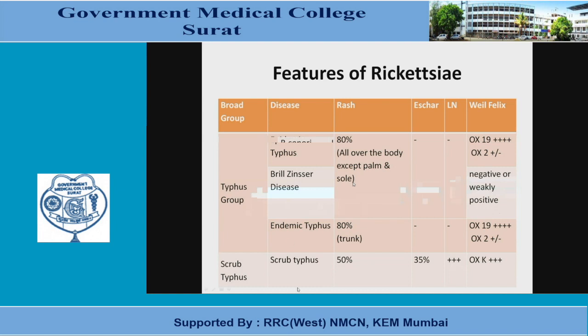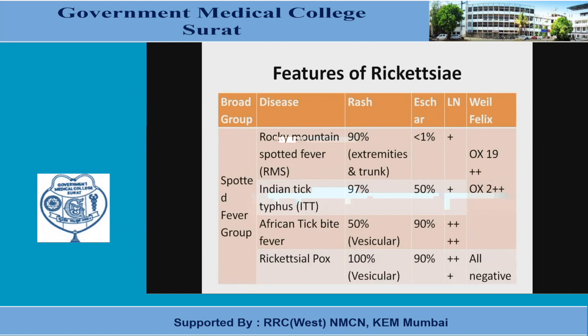Another one is the scrub typhus group. It is responsible for rash, and it is agglutinated by the OXK antigen of this organism. Spotted fever group: in Rocky Mountain spotted fever, generally rash is seen over the extremities and the trunk. In Indian tick typhus, the most common presentation is rash, with eschar at the site of the tick bite. In African tick bite fever, vesicular rash is seen and eschar is seen at the site of the tick bite. And in rickettsialpox, the rash is 100% vesicular, and eschar is present.